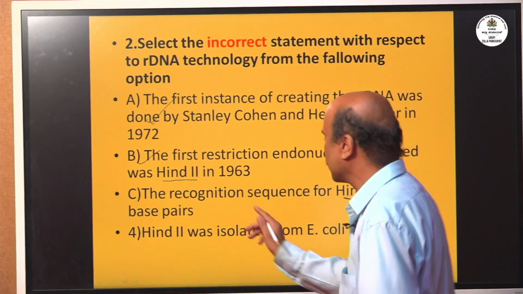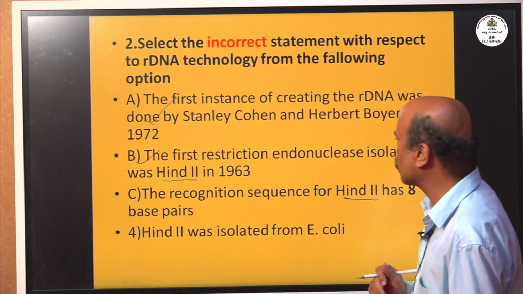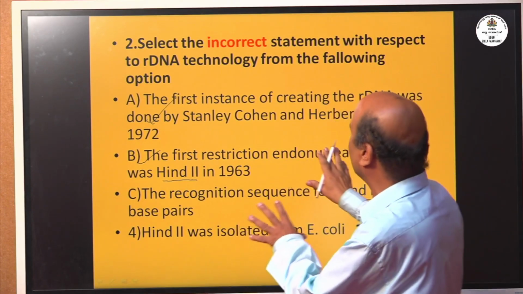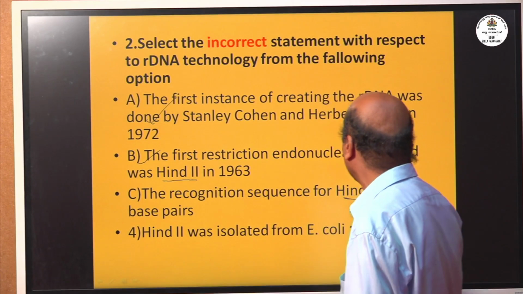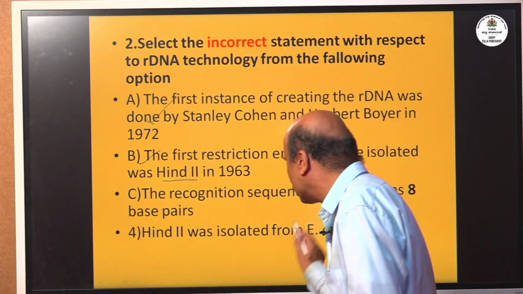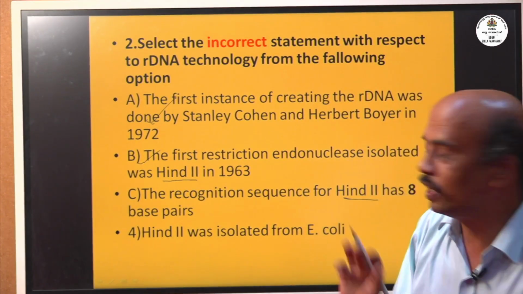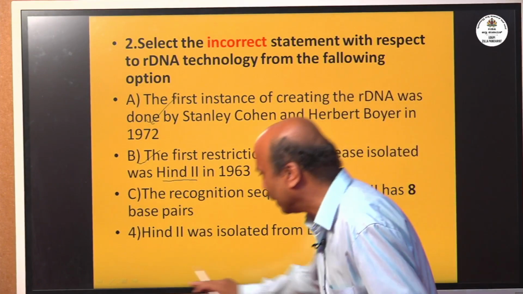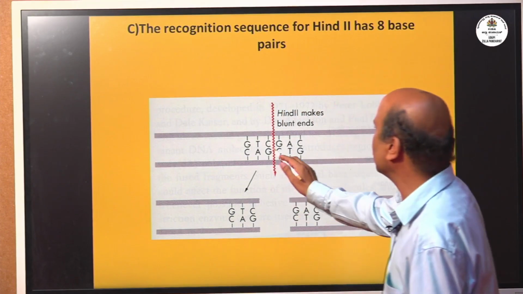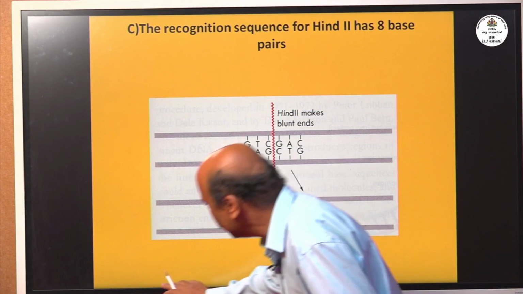Hind II was isolated from Escherichia coli. That is also wrong here. So two statements are wrong here, it is a mistake by me. One is the recognition sequence for Hind II has 6 base pairs, and Hind II was isolated from Haemophilus influenzae, so it is not Escherichia coli. Both statements are wrong here, make a note. This is the recognition sequence. Then we move on to the next question.